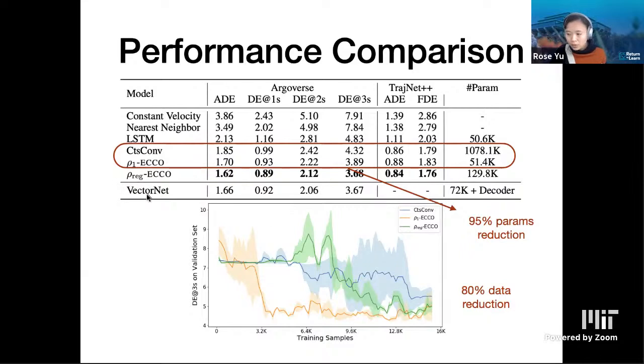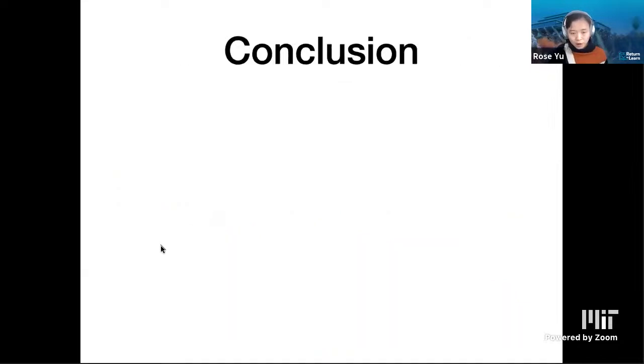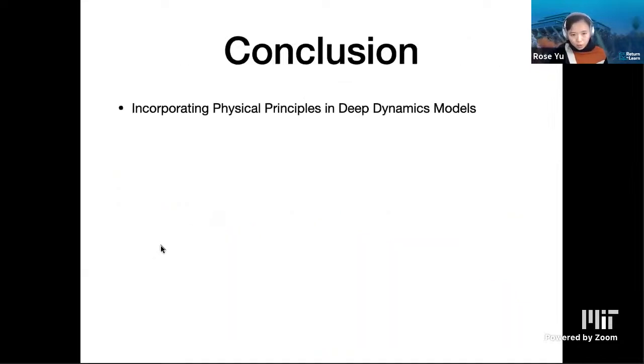We also included VectorNet, which is the Waymo benchmark method. This method is not directly comparable, but we include it here anyway, just for reference, because this model can only predict the motion of a single car at a time, whereas our model can predict for multiple agents simultaneously.